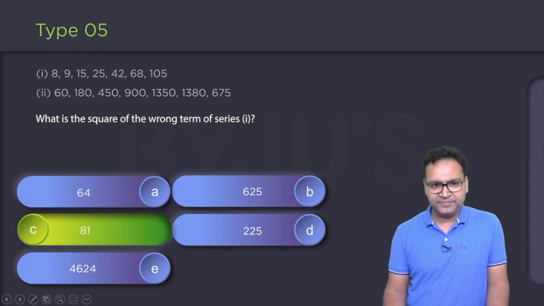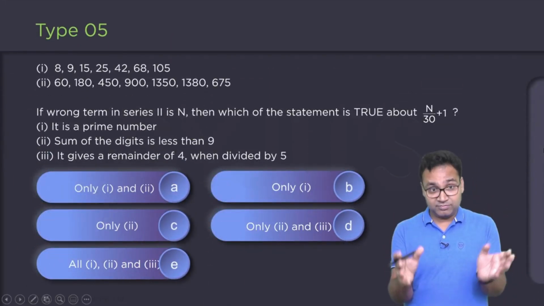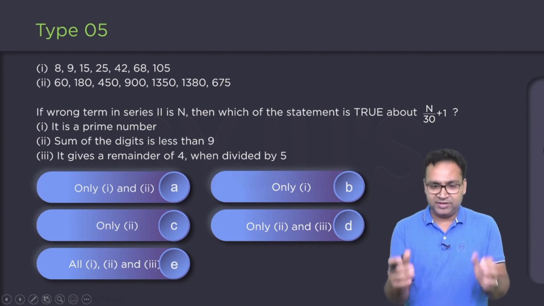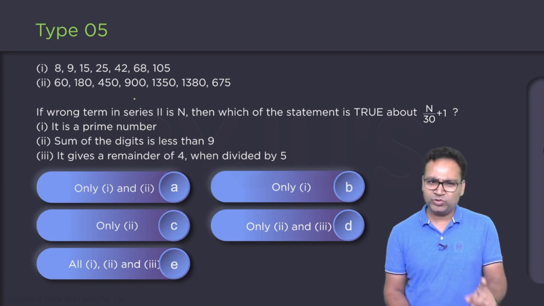Okay, the answer is 81. The next question on the same set is here on the screen. If you look at this, we have to look at the second number series now. That means I only need to solve the second number series. Do I have space for the second number series? Let me build that space. Or in fact, we can do it here only.